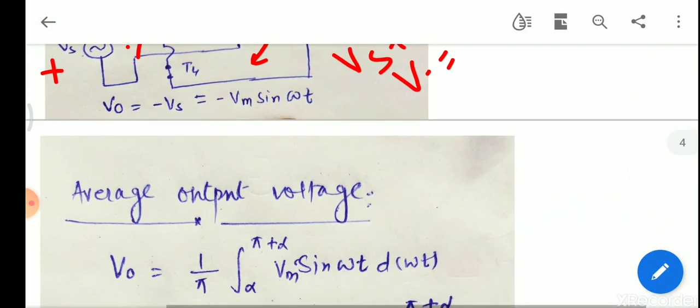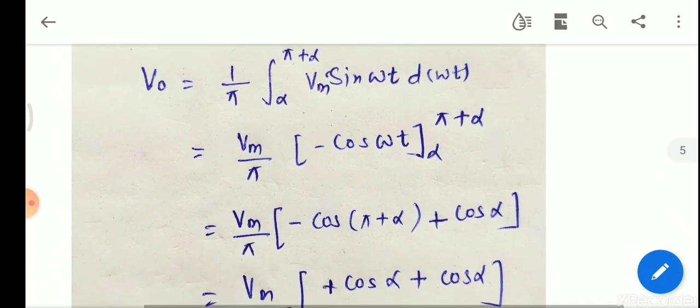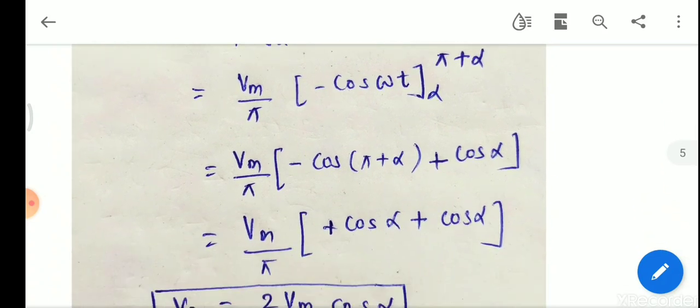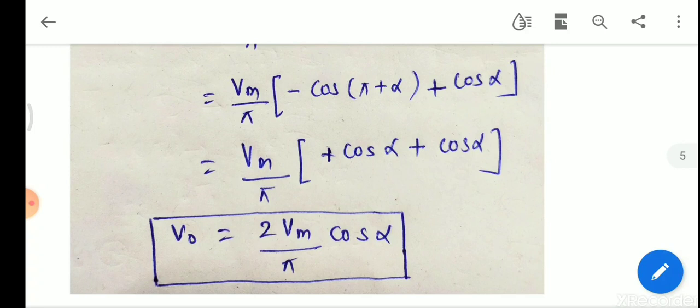So to calculate the average output voltage, we'll apply the formula V naught equal to 1 by pi integration from alpha to pi plus alpha Vm sin omega t d omega t. So Vm is the constant, so it will be taken out, and the integration of sin omega t will be equal to minus cos omega t. So putting the values of limits, we will get finally Vm by pi cos alpha plus cos alpha, that is V naught equal to 2 Vm by pi cos alpha. This is the average output voltage or the DC voltage.